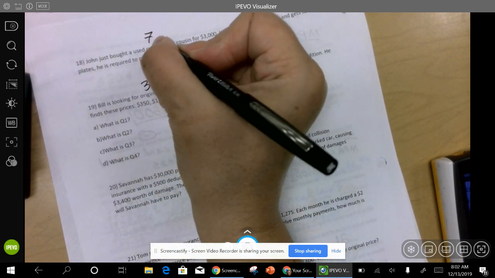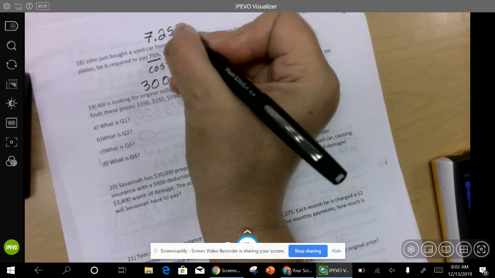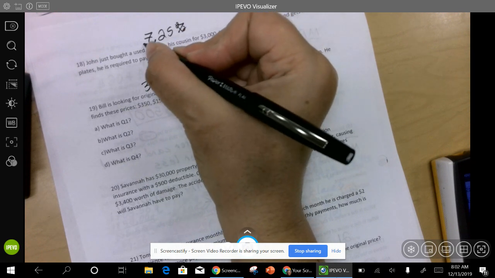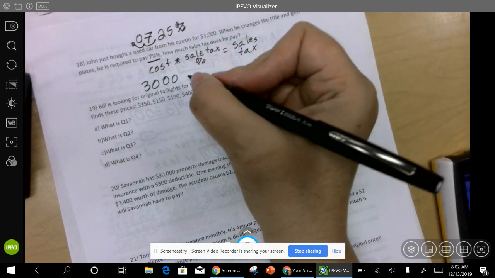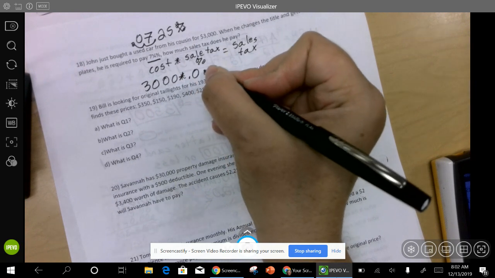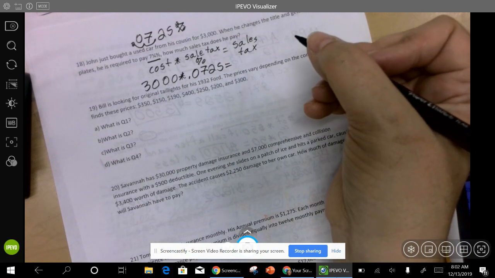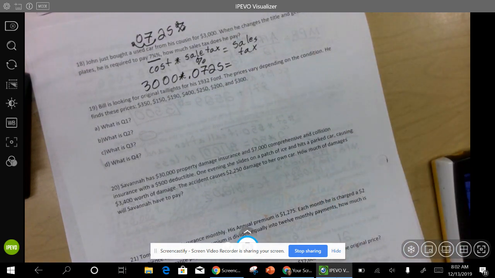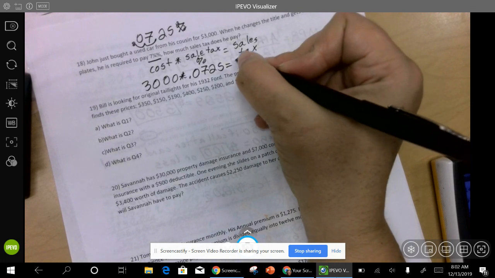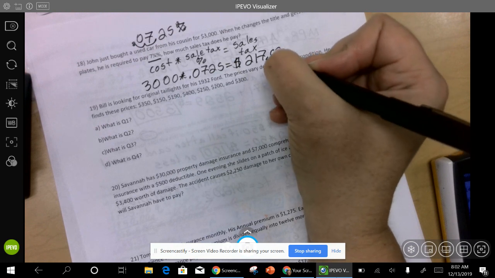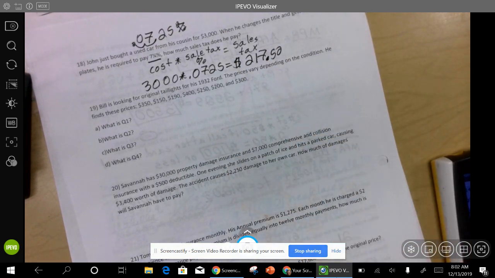Okay, so we're going to do 3,000 times the 7.25%. Remember, one quarter of a dollar. So I drop the percent sign and go to the left, add the decimal and the 0. I'm going to go ahead and multiply. So I got $217.50.